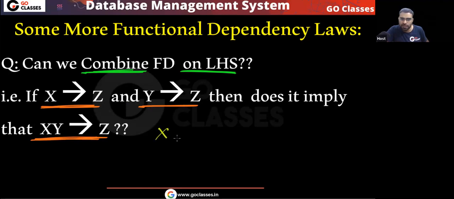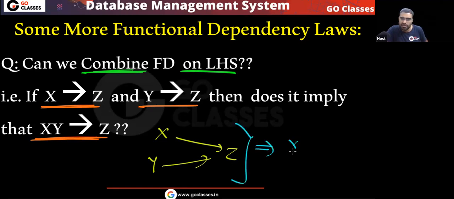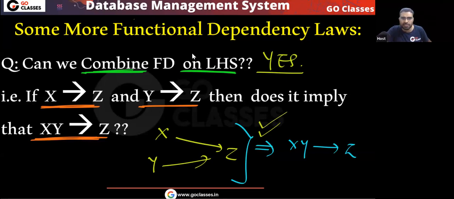We are saying that X determines Z, and we are saying Y determines Z. From this, can I say that this combination XY will determine Z? The answer is yes. You can combine on the LHS, no problem. Can you prove it? Yes, you can combine on the LHS.